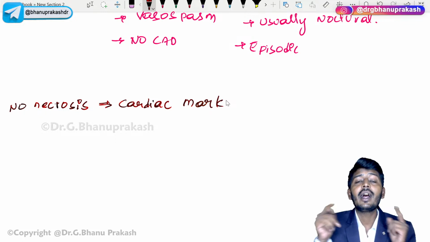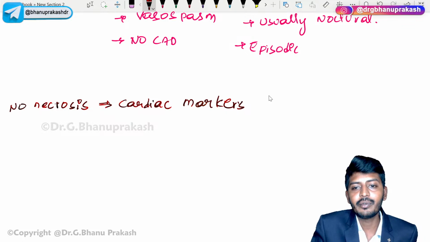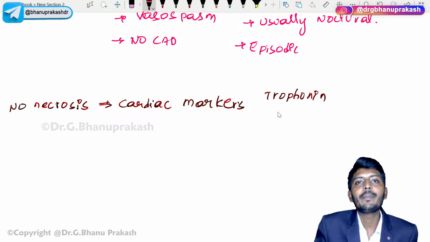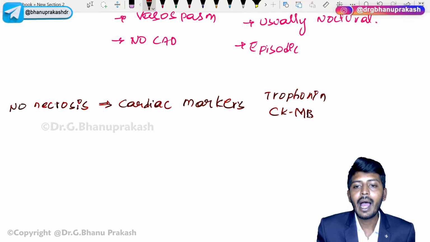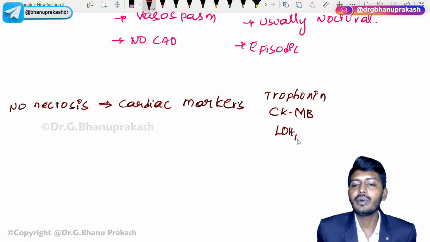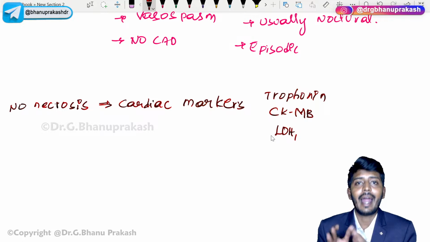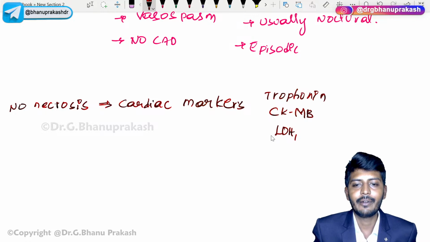So you people write down the cardiac markers. What are those cardiac markers? Very good. One is your troponin. Apart from that, there is something called CKMB, creatine kinase MB form, and also your LDH1, and also you have your myoglobin, which is not specific to the heart only, but can be present even in rhabdomyolysis. But the most specific ones are troponin, CKMB, and LDH. These are your cardiac markers.